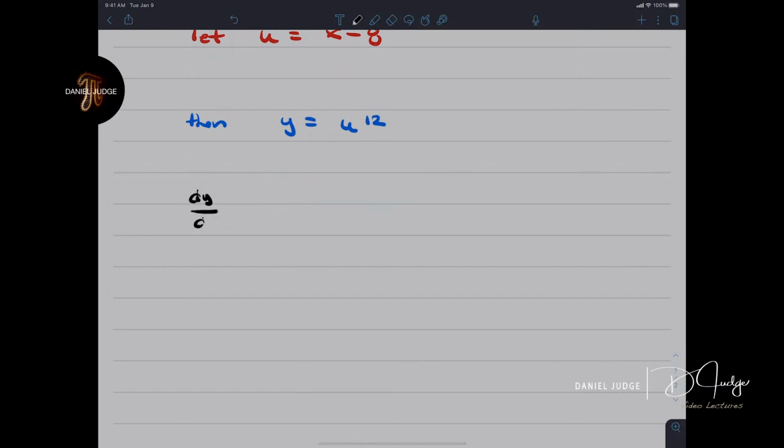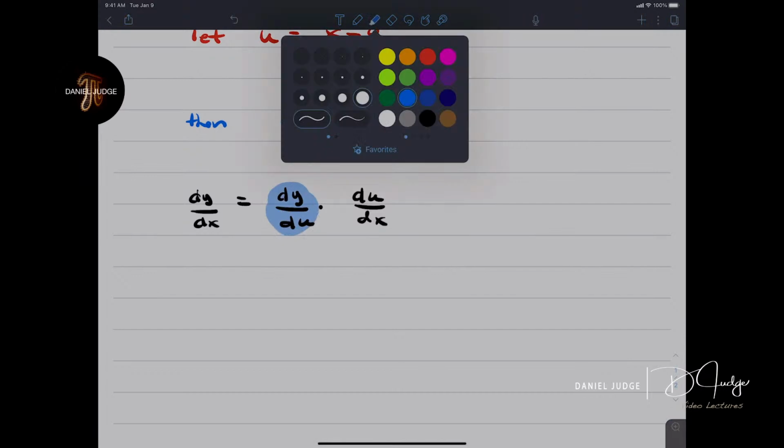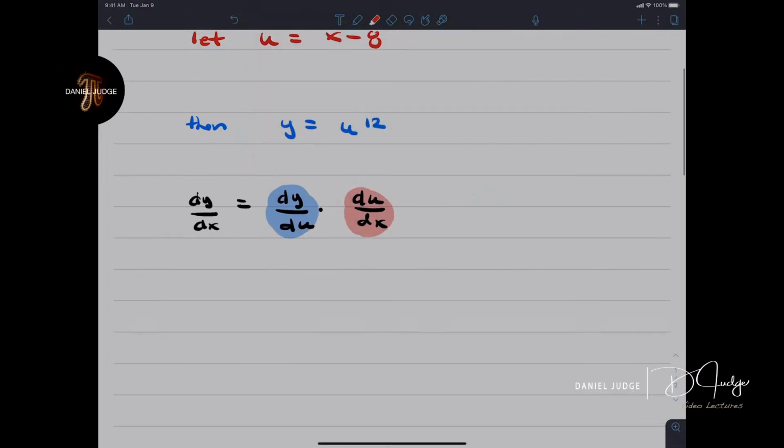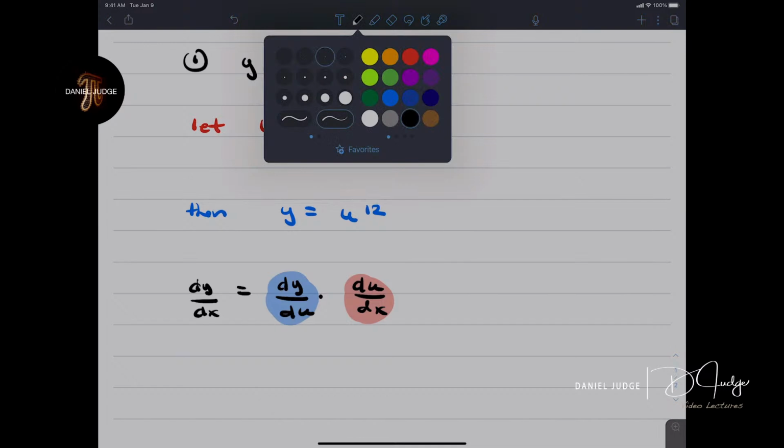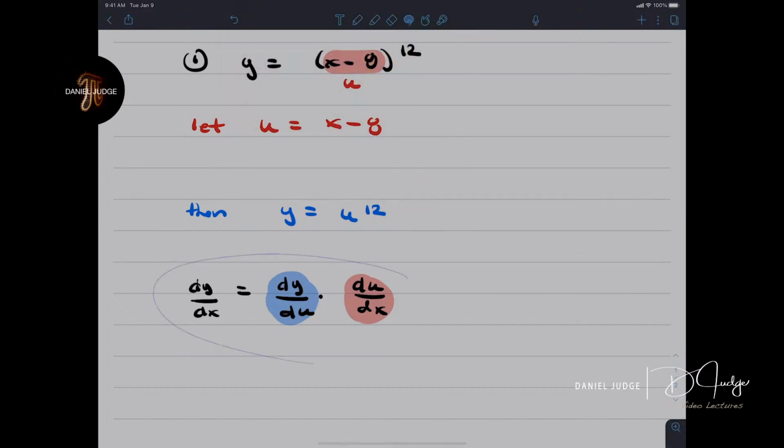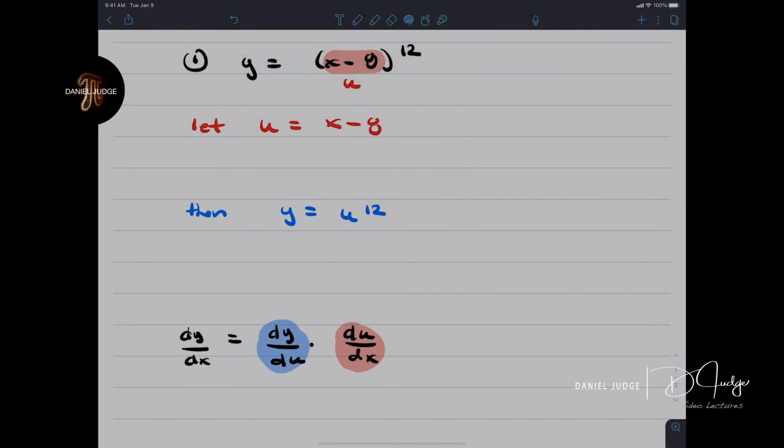is to find the derivative, dy dx, which is dy du times du dx. So dy du is found with the blue. Du dx is found with the red. Okay, so we're going to try this out here. So let's move this. All right.